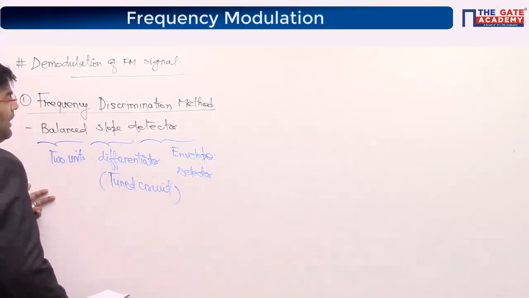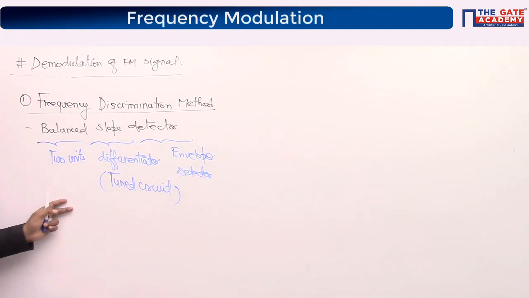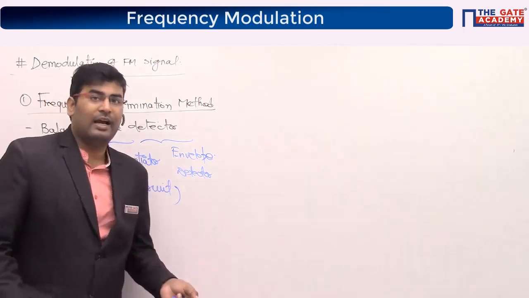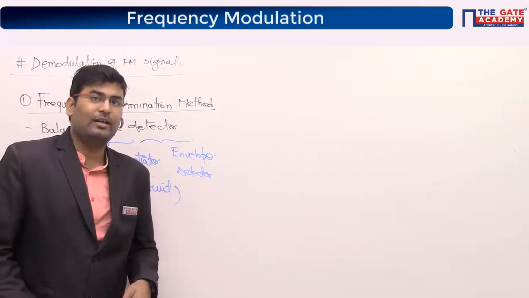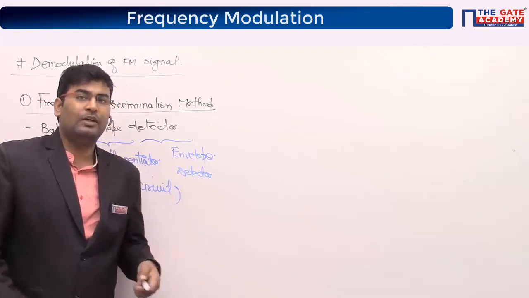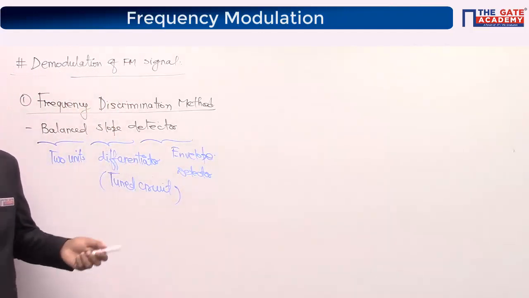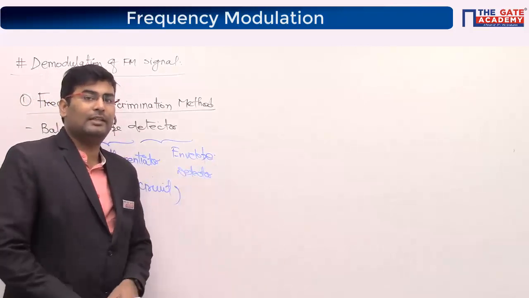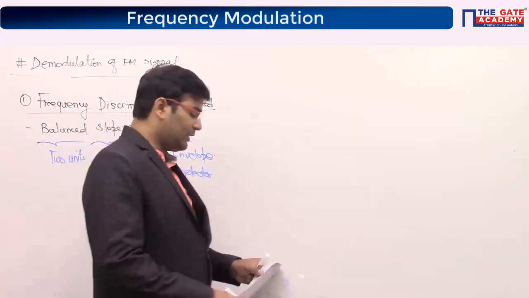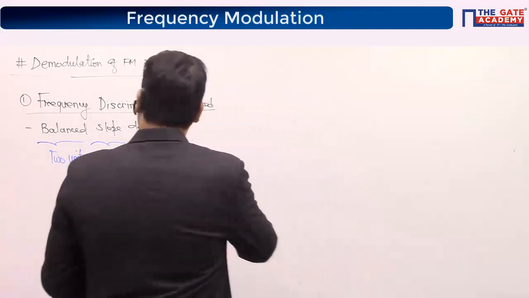The other is known as phase discrimination method, and it is going to discriminate on the basis of phase, and that we'll be doing by using a PLL. PLL is, guys, what? Phase locked loop. So we try to monitor or track the phase deviation and convert it into message variation. So let me take one by one.